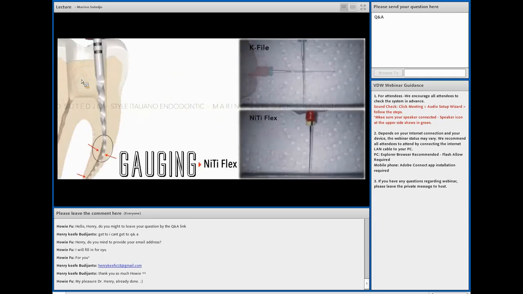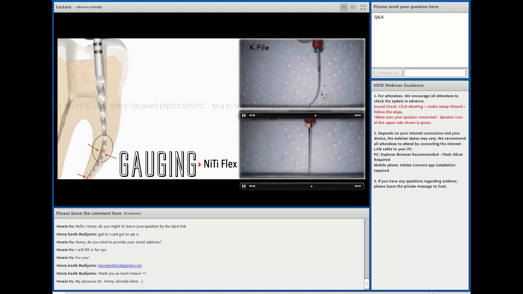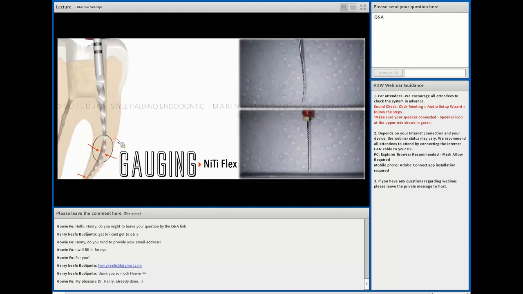Secondly, we can use our NiTi flex. Why don't you use a K-file? For example, you can see here the differentiation. K-file is stiff, NiTi flex is more flexible. If you put your K-file into this type of canal, it means there is some curvature, and you feel some sensation of a good apical stop, or maybe you feel some sensation of good tug-back. But otherwise, the tug-back did not happen in the apical area. It happens on the curvature area because it's stiff. Therefore, I'm suggesting you use your NiTi flex instead of the K-file.